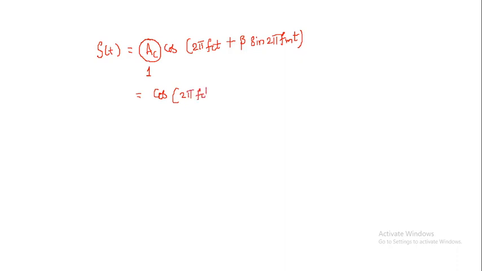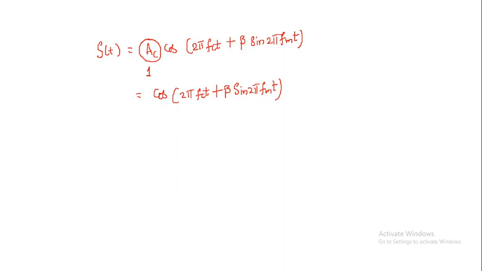So s of t is given as Ac cos of 2 pi fct plus beta sine 2 pi fmt. So let us assume this Ac as 1 for our ease of building the blocks. So your final equation will be cos of 2 pi fct plus beta sine 2 pi fmt.